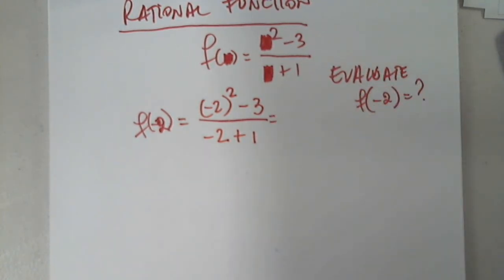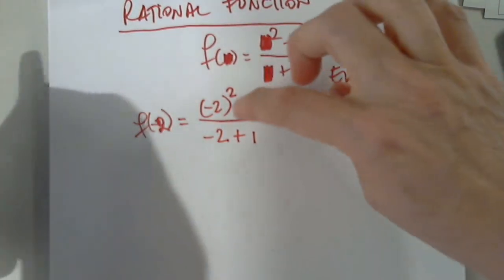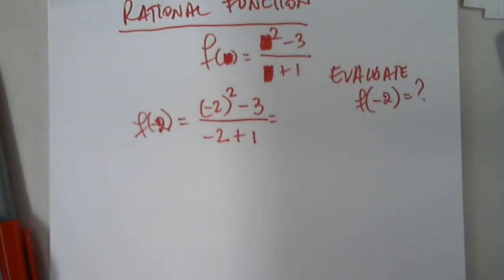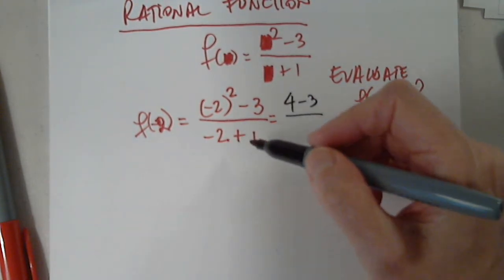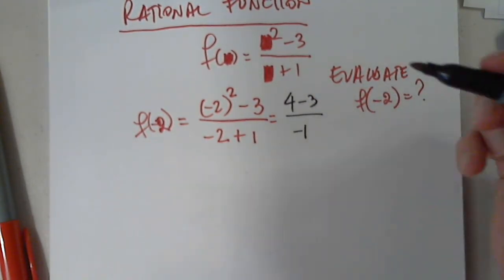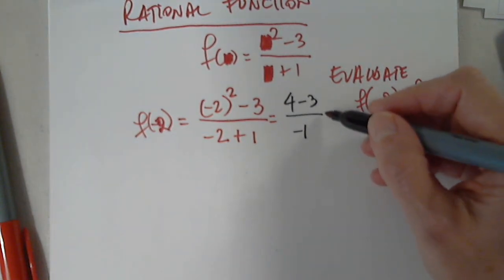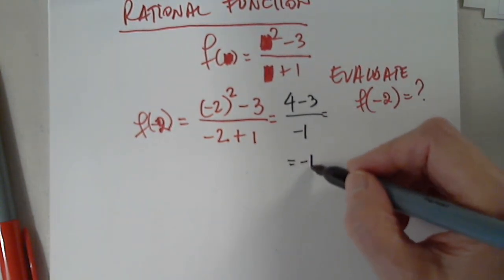By the order of operations, I have to square first. So negative 2 squared is 4. Then I have 4 minus 3 at the top. Negative 2 plus 1 will be negative 1. The top is 1. The denominator is negative 1. So the answer is negative 1.